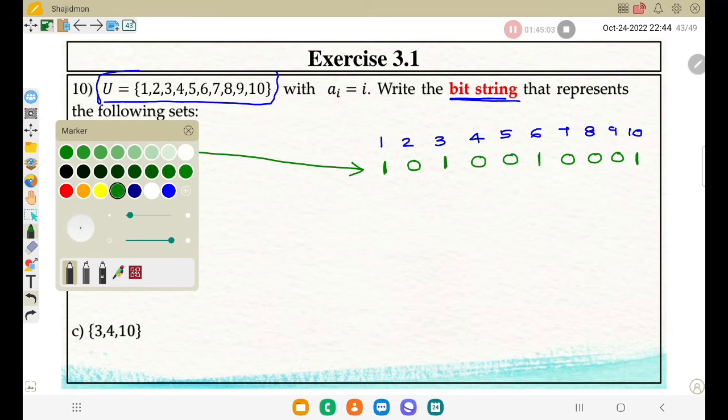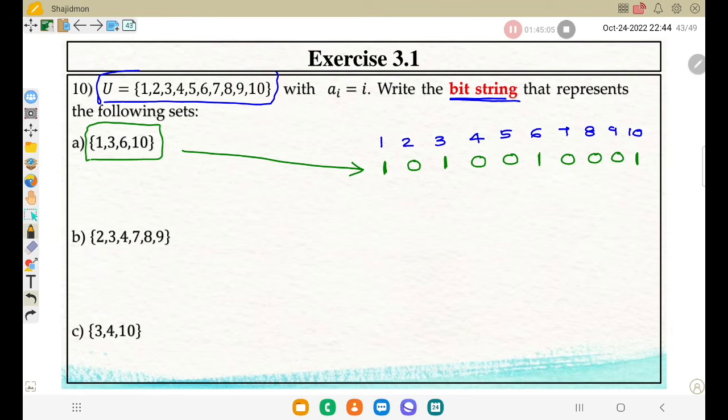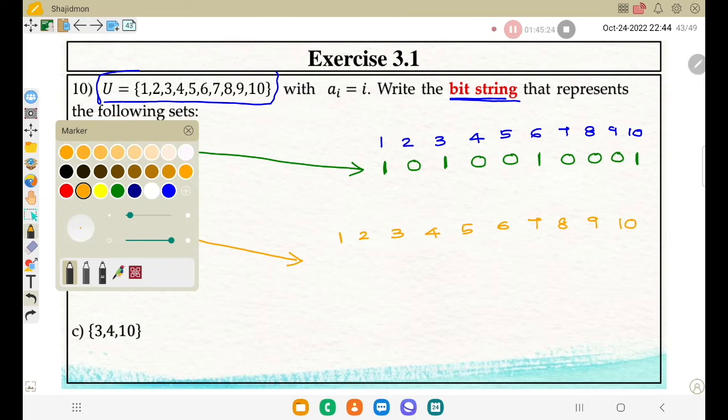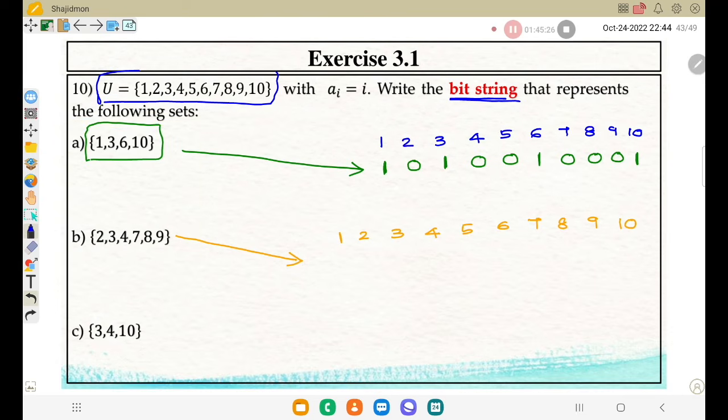Okay. Now let me go to the second one. 2, 3, 4, 7, 8, 9. So first I am writing the universal set. 1, 2, 3, 4, 5, 6, 7, 8, 9, 10. Because this is the universal set, main set. Now how we are representing this set by using bit string. Okay. So let me start.